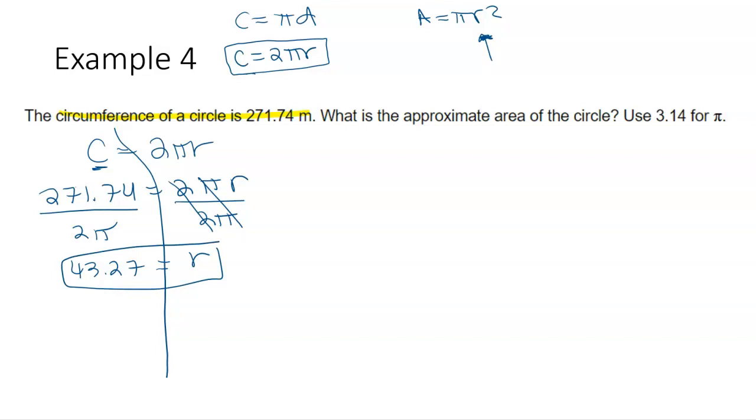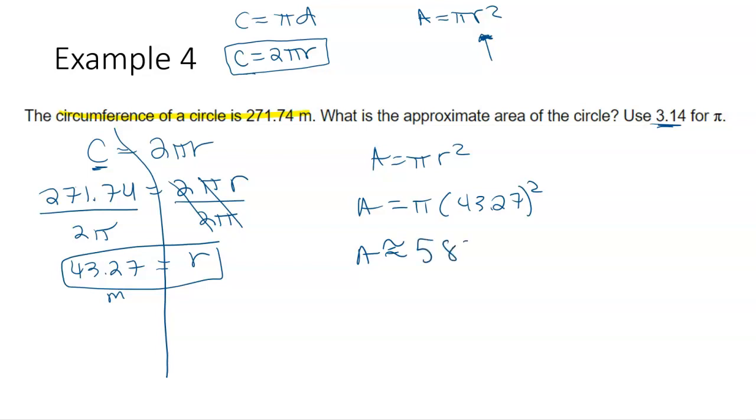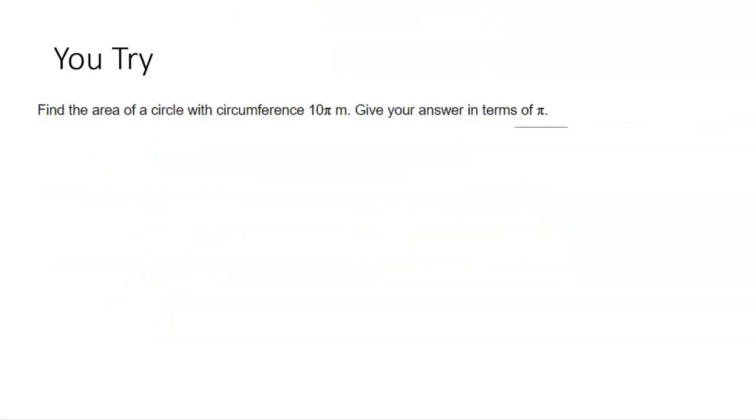Now, I'm not done. They want the area, but now I have my radius. I can say, and this is meters, area is equal to pi times 43.27 squared. So my area, they want approximately, and let's just use, they want 3.14. So we get approximately 5879 square meters. Go ahead and give this one a try. Press play when you're ready to see the solution.